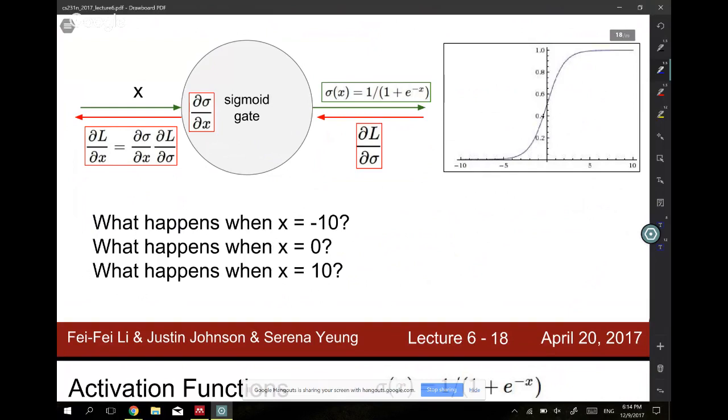In this case, what happens when X equals -10? Very negative. Let's look at this graph. At -10, it is basically flat, so we get a near-zero local gradient. Then we multiply the near-zero by the upstream gradient, so we pass a near-zero gradient to the downstream network. The same thing happens when X equals 10, very positive. When X equals 0 or near 0, the gradient is fine. Next.